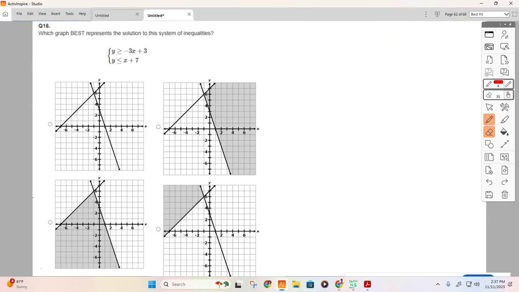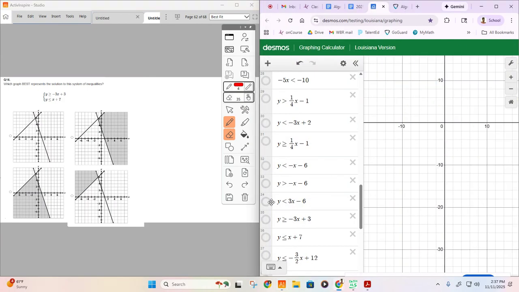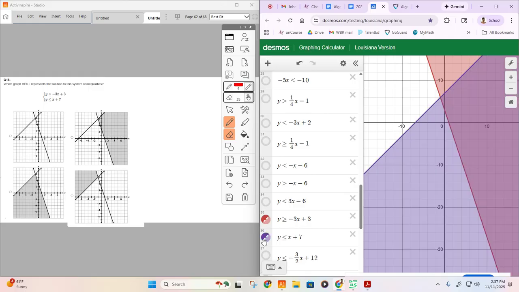All right, number 16. Which graph best represents the solution to these inequalities? Put it in Desmos. The system is y is greater than negative 3x plus 3, and y is less than or equal to x plus 7.